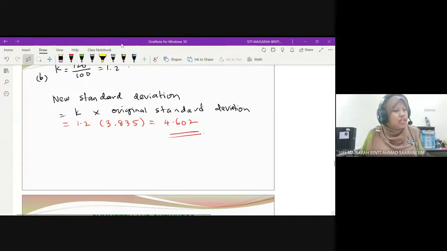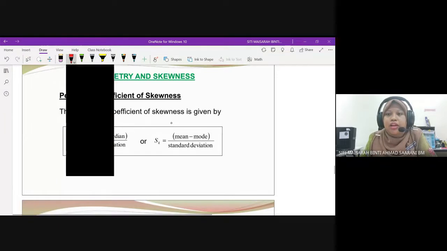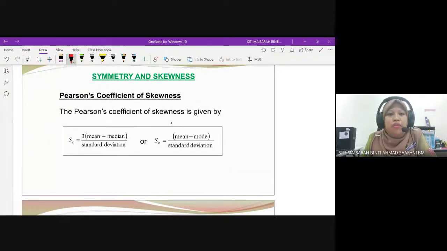Okay, so then we move on to symmetry and skewness. This is the last part. We want to calculate the Pearson coefficient of skewness. For skewness, as we explained before, we look at the bell shape, whether it is skewed to the right, skewed to the left, or symmetrical. This can be calculated using the Pearson coefficient of skewness. It has two formulas, one involving mean and median, and one with mean and mode.